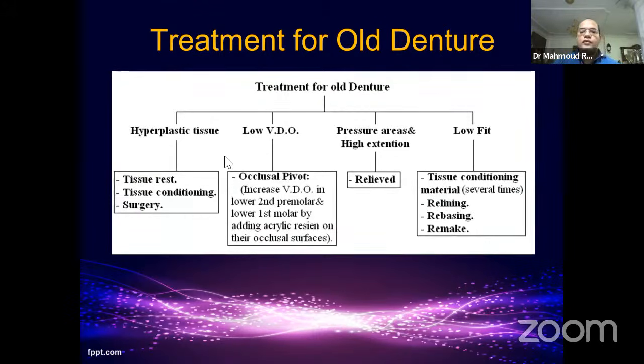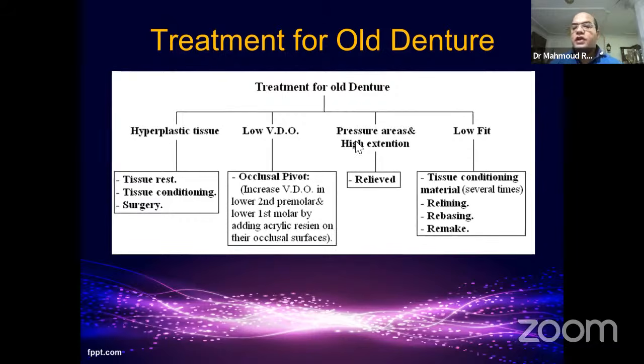Low vertical dimension of occlusion. By the SEER method, we can restore the vertical dimension of occlusion for the old denture, by increasing the vertical dimension by occlusal pivoting technique. Here we increase the vertical dimension in the lower second premolar and lower first molar and second molar by adding acrylic resin on their occlusal surfaces.